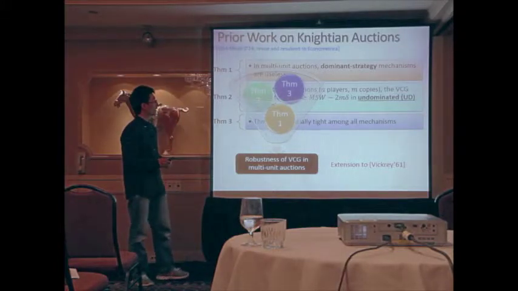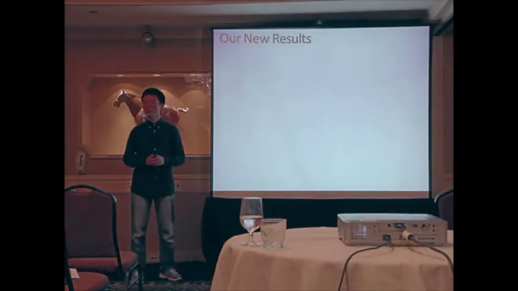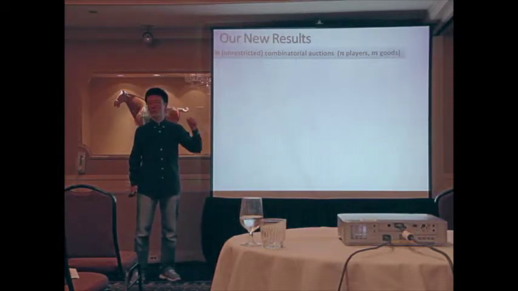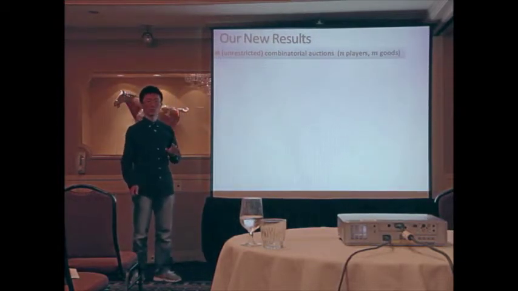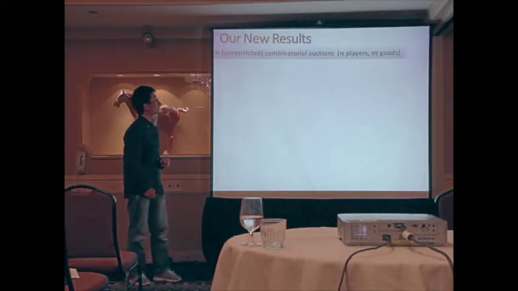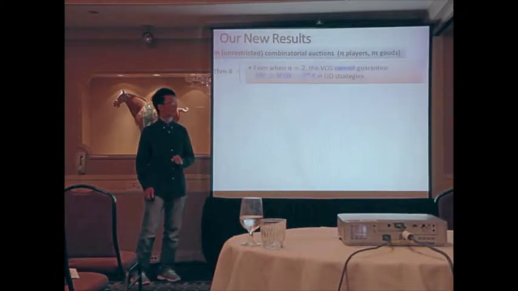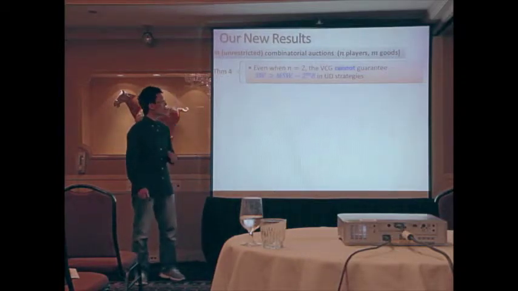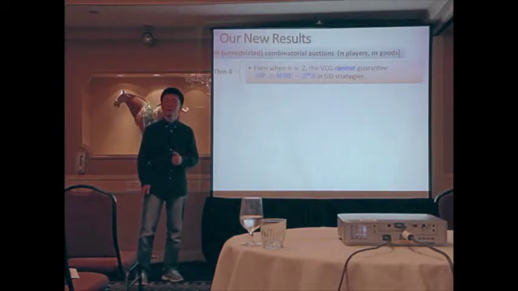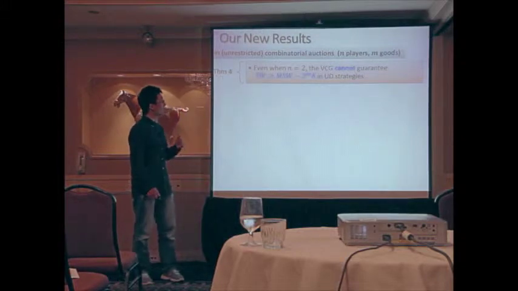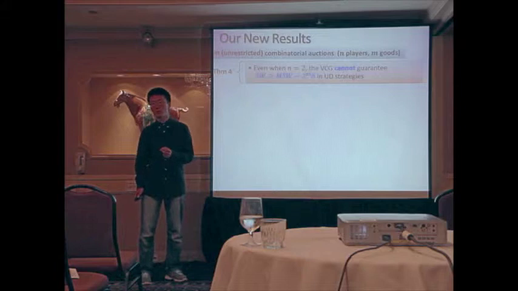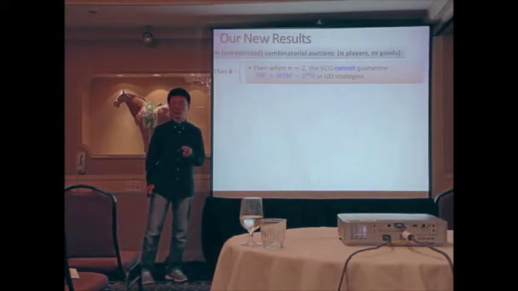So for today's talk, I want to go to a more challenging setting. That is, how about combinatorial auctions with n players and m goods? We prove two things. First, for the VCG mechanism, the social welfare loss is in fact not that great. The VCG has to suffer a social welfare loss of 2 to the m, exponential in the number of goods, times delta.